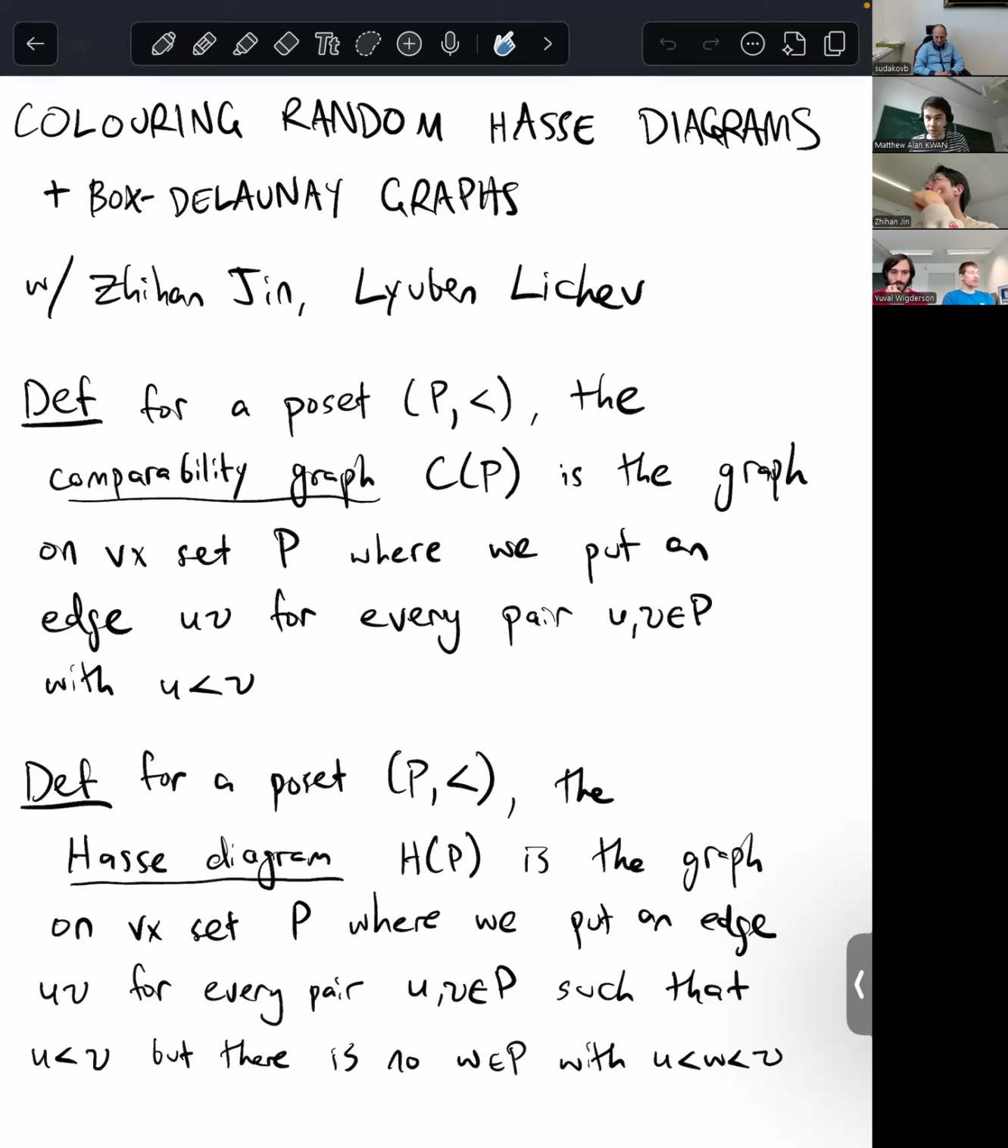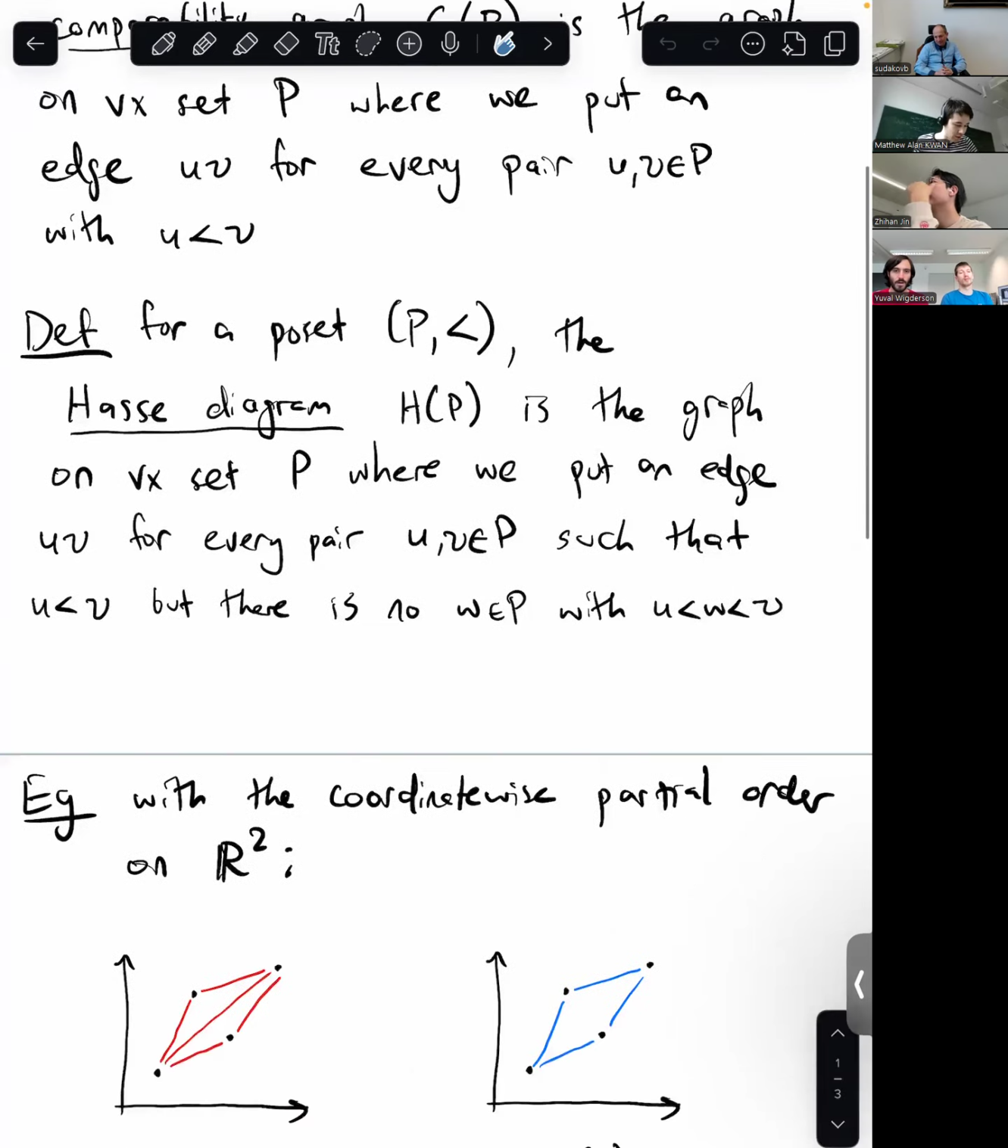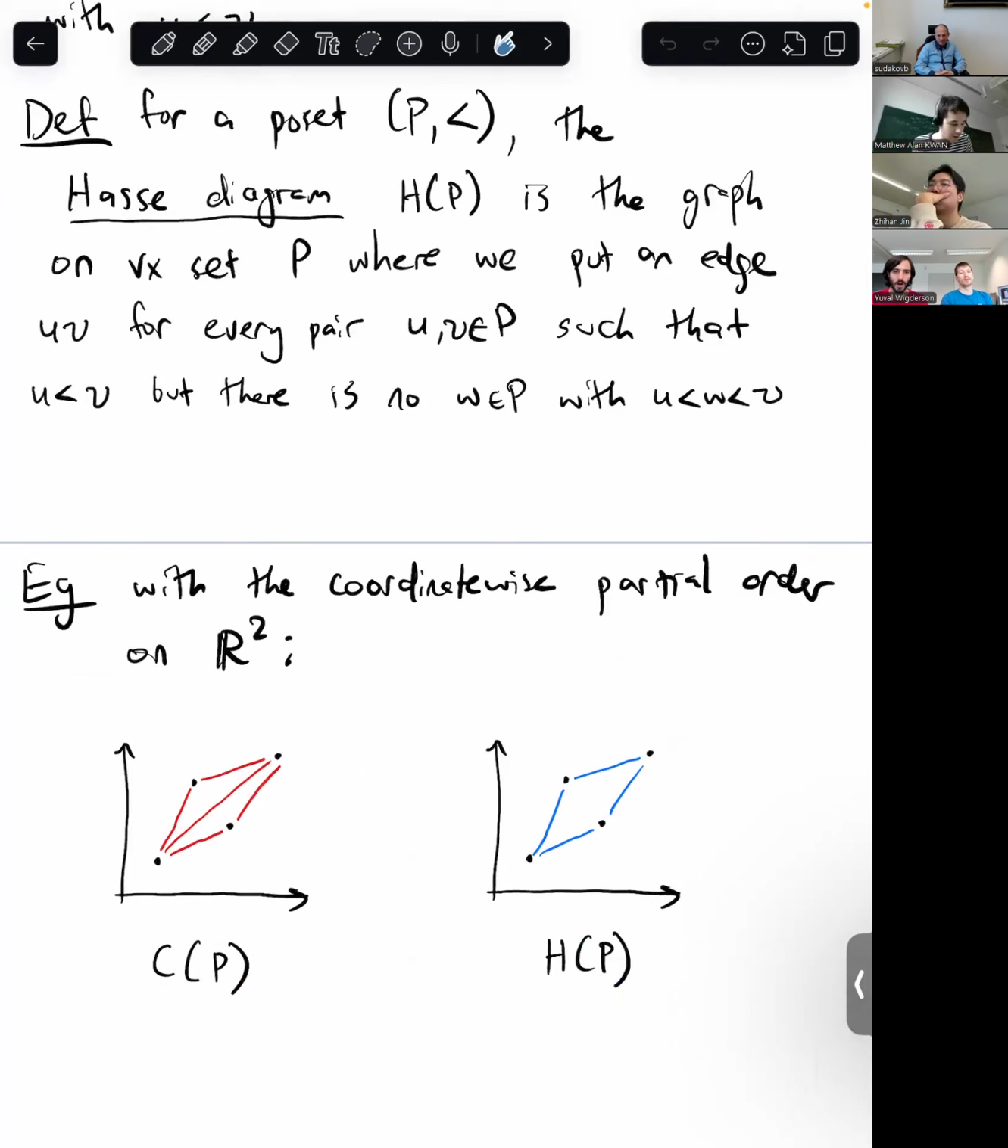The second is a Hasse diagram, which is actually a subgraph of the comparability graph. The vertices of the graph are also elements of the poset, but now you put an edge not between all the comparability relations, but only the minimal ones. By transitivity, there are certain relations that are implied by others. So I put an edge between a pair u and v if u is less than v, but there's no w in between, no w such that u is less than w is less than v. Probably a picture will clarify this. This is with the coordinate-wise partial order on the plane, which just means that a point in the plane is a pair of numbers x and y. I say (x, y) is less than (x', y') if x is less than x' and y is less than y'.